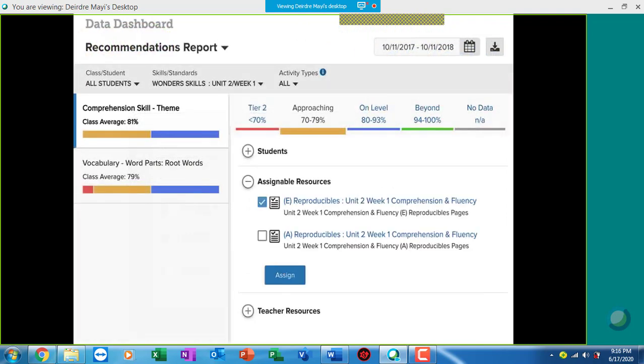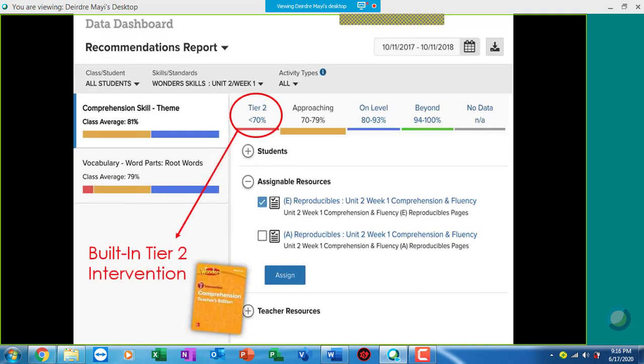I'll talk more in just a bit about some Tier 2 resources that we've built in. You'll see those in a bit when we talk about small groups. But just know that all learners are supported through the data dashboard and the assignable resources. Actually, come to think of it, let's talk more about those Tier 2 resources now.